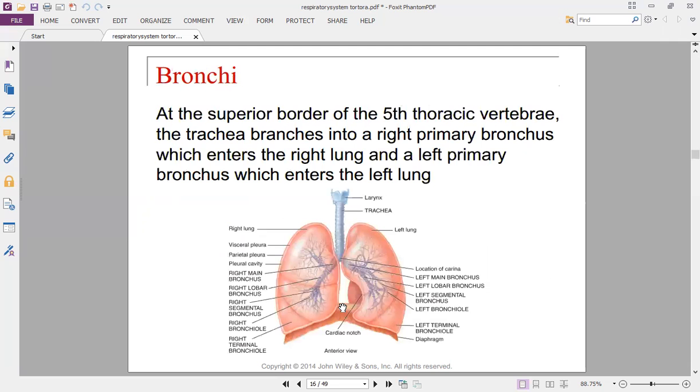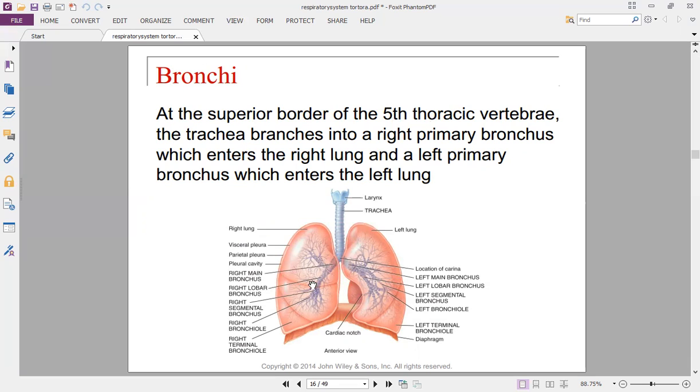at its back. So bronchi, the superior border is actually at the fifth thoracic vertebra, and then the trachea just branches off into the left and right bronchi. This is the location of the carina that I told you. You can see that the bronchus is going there. The bronchus then divides into the right main bronchus.